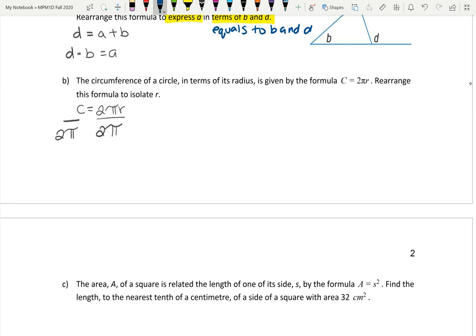And when I do that, these two pi's will cancel each other out. So on my right side, I'm just left with r. And then on my left side, I'm left with C over 2 pi. We don't have any values for C, so we can't actually find the value or solve for r, but we have rearranged the formula.